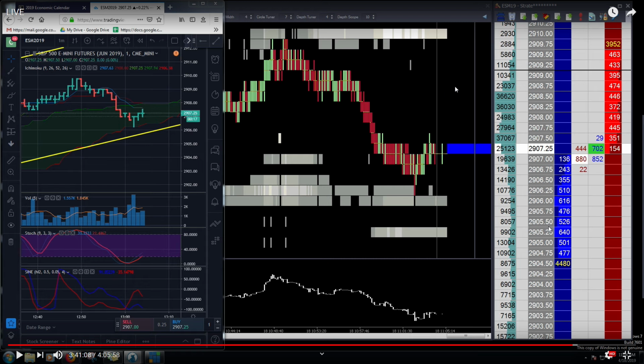Now, occasionally you'll see size, like right here, you'll see size show up and then it's gone. Okay, that's not valid. The longer size has been sitting there, the higher probability it is that it's going to bounce off. And if it doesn't bounce off, it's going to rip through that level, and if it rips through this support level here, this is going to be the new resistance. That's how this works.